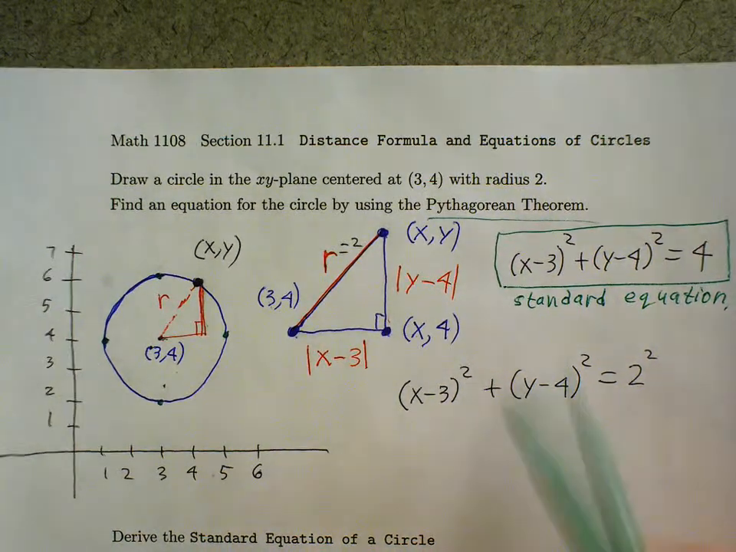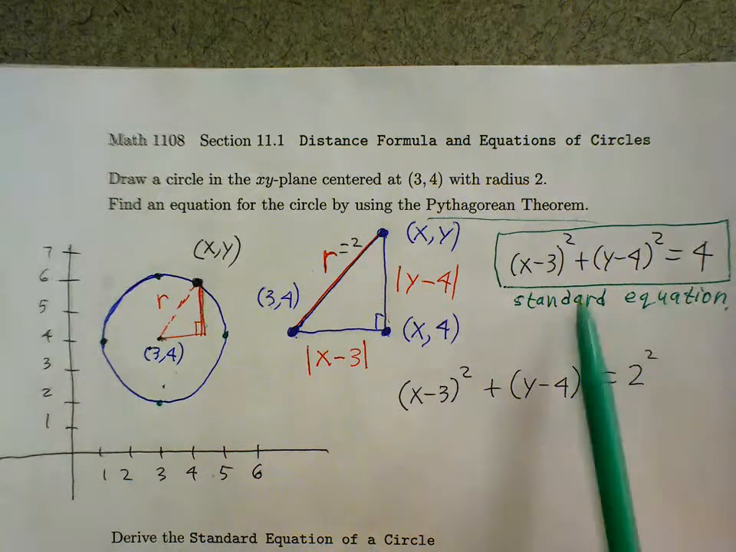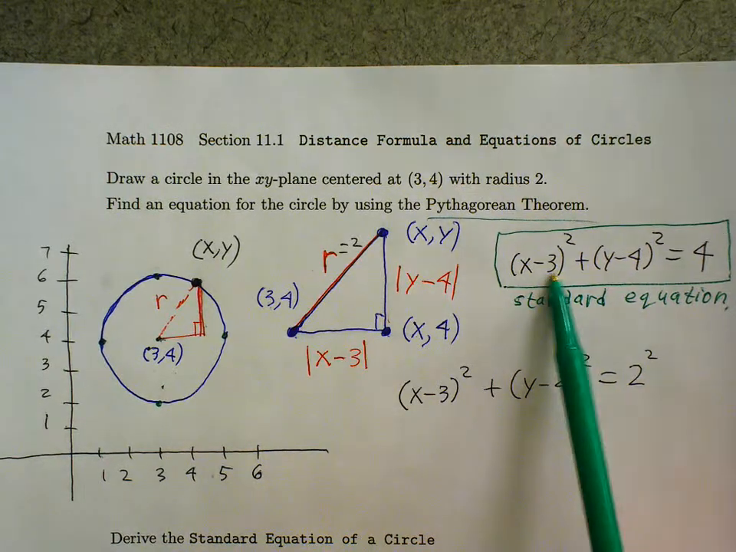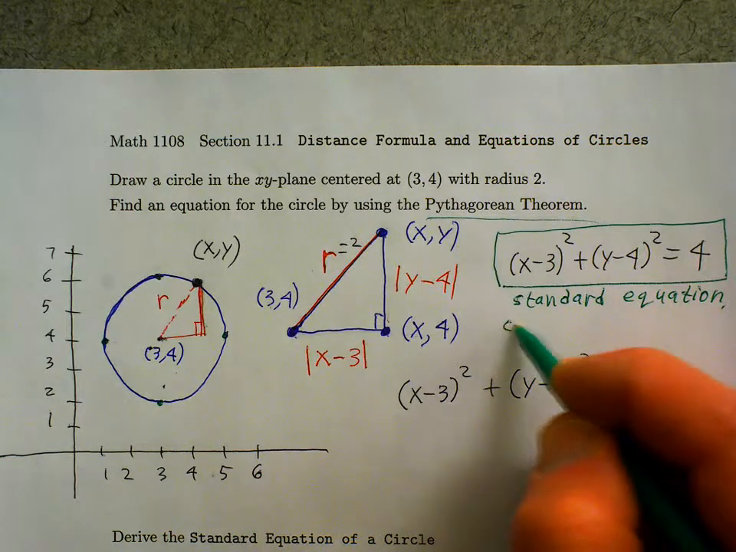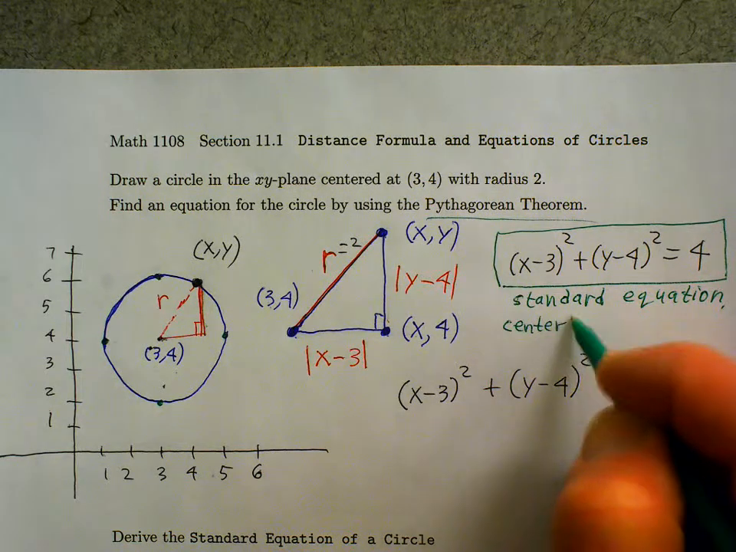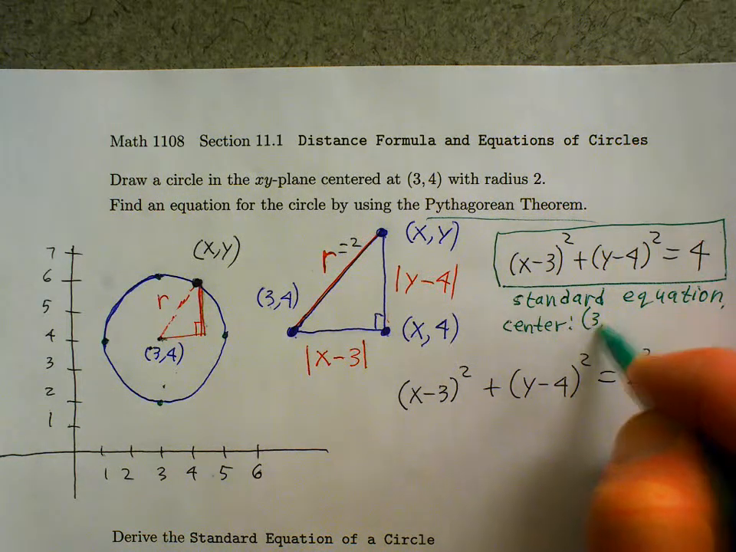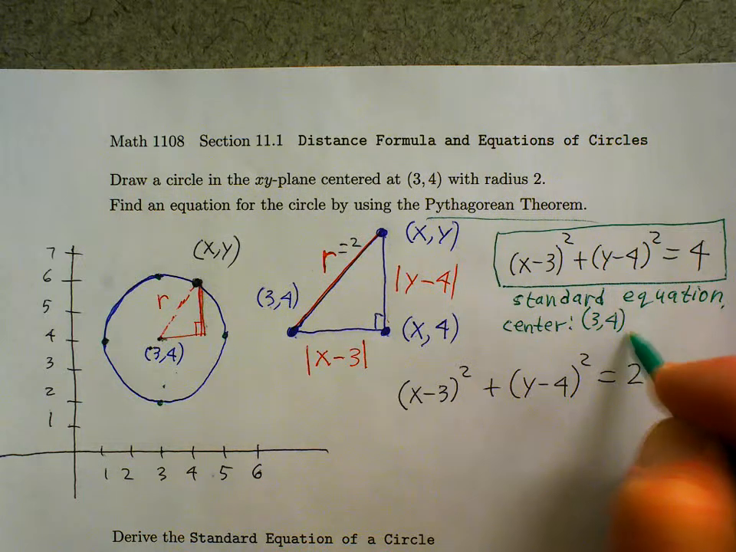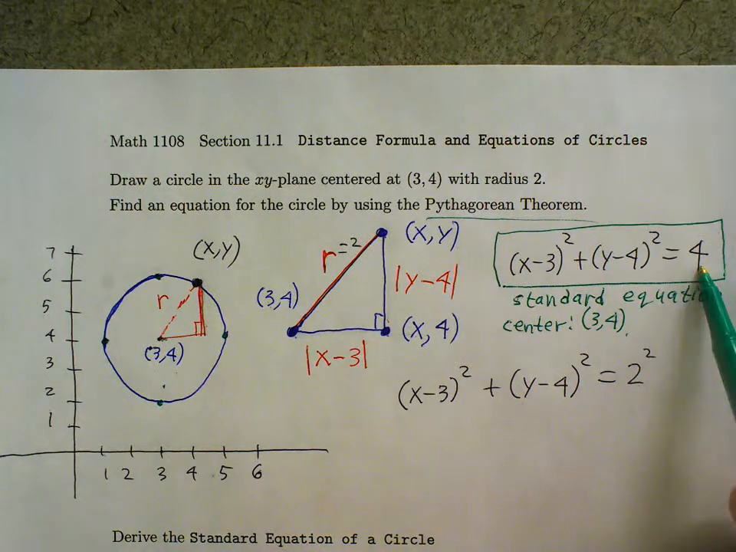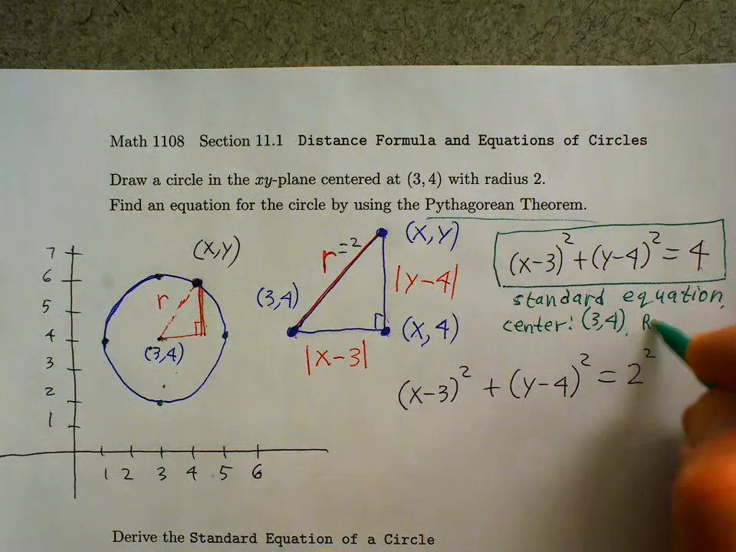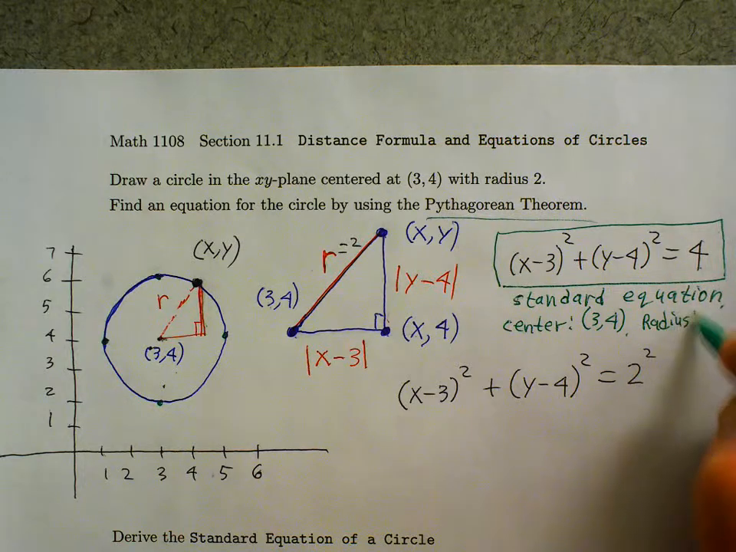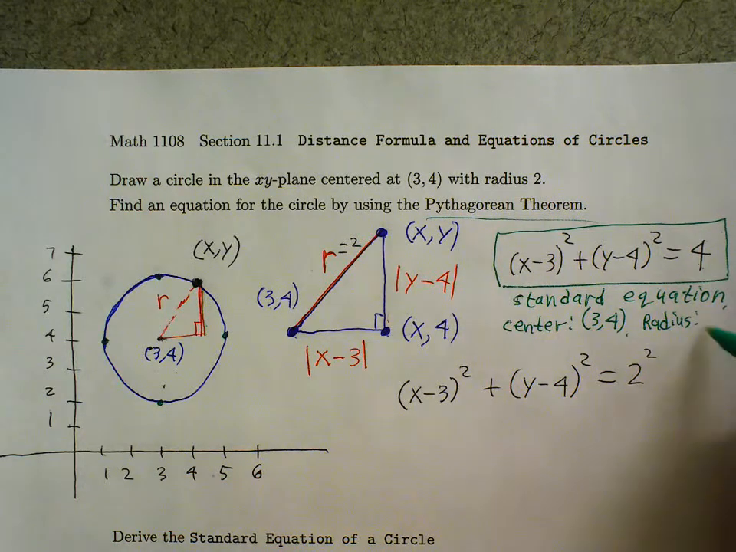So one nice thing about the standard equation, we can tell by looking where the center is. The center is the ordered pair 3, 4. And we can also tell what the radius is. The radius is the square root of 4, or 2 in this case.